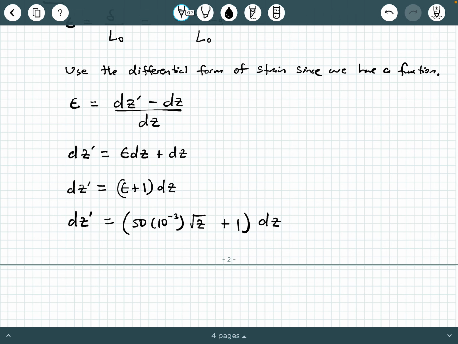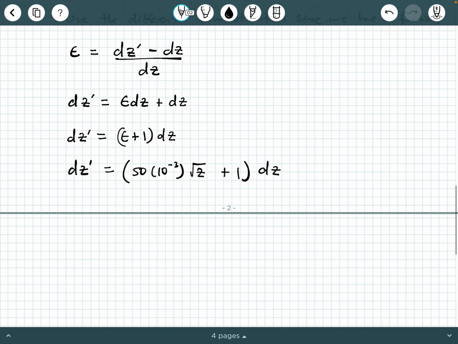So how do I solve for z prime ultimately? Ultimately, I'm getting the information about that deformed length. Well, I just take the integral of both sides of this differential equation, okay? And it's a separable differential equation that we've already separated. So I'm going to say z prime equals the integral from 0 to 0.3 meters of 50 times 10 to the minus 3 square root of z plus 1 dz.